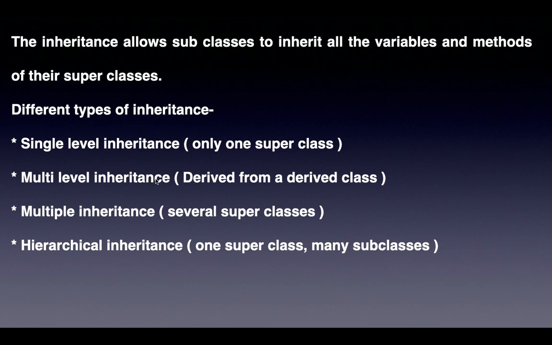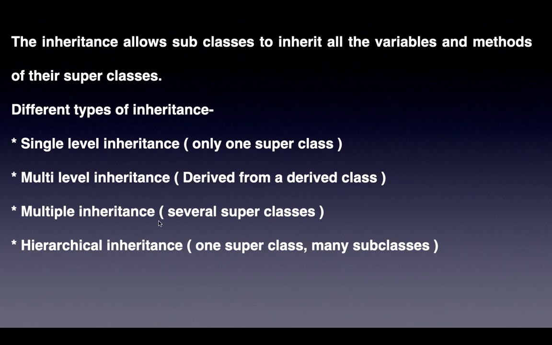Now, multi-level inheritance is derived from a derived class. If we go further down, let's say classes A, B, C and D, class B is inheriting from A, C is inheriting from B, and D is inheriting from C. If we go down this way, it is called multi-level inheritance. It's like a multi-story building with different levels in it.